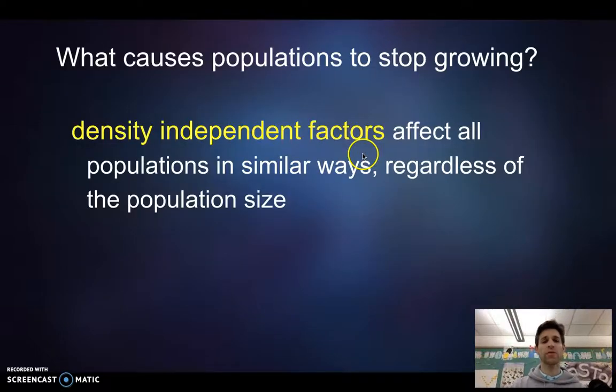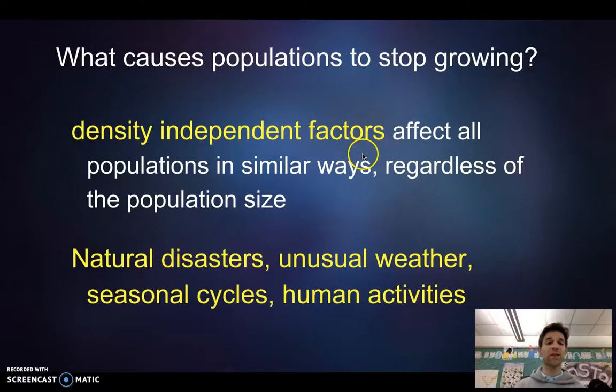And now we have two types of factors coming into play here. We have density-independent factors. These are things that affect population sizes regardless of how big or how small those populations are, or how densely packed they are. These are things like natural disasters, unusual weather, seasonal cycles, or human activities. When we pollute an ecosystem, it's going to lead to the decline in populations of species in that ecosystem, regardless of how big or how small those populations are. So those are density-independent factors.